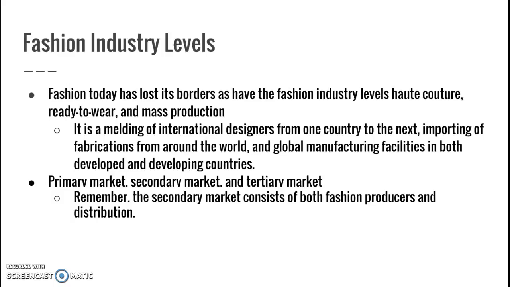So, we've examined the 3 industry levels. Remember, they're primary, secondary, and tertiary market. And remember that the secondary market consists of both fashion producers and distribution. These people are manufacturers, contractors, etc. You also learned about the styling and price categories. So you learned that there's a correlation between styling, fabrication, production methods, and price point. All of these things fit together.